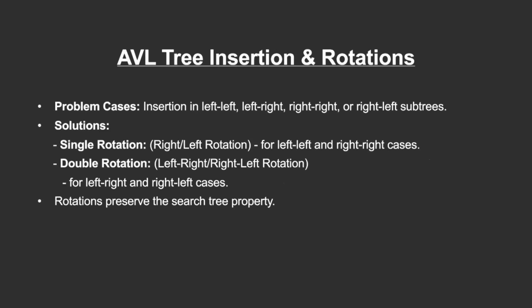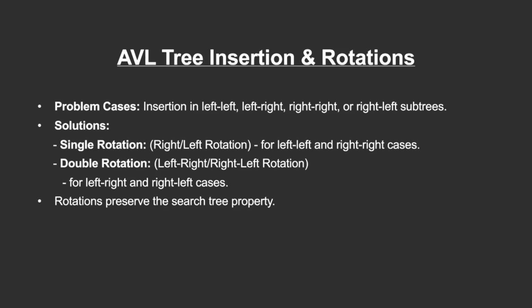To fix these violations, AVL trees use specific operations called rotations and double rotations. There are 4 main problem cases for insertion: inserting into the left subtree of a left child, the right subtree of a left child, and their symmetrical counterparts on the right side. For simple cases like left-left or right-right insertions, a single rotation, either left or right, is sufficient. For more complex cases like left-right or right-left insertions, we perform a double rotation, which involves 2 single rotations.